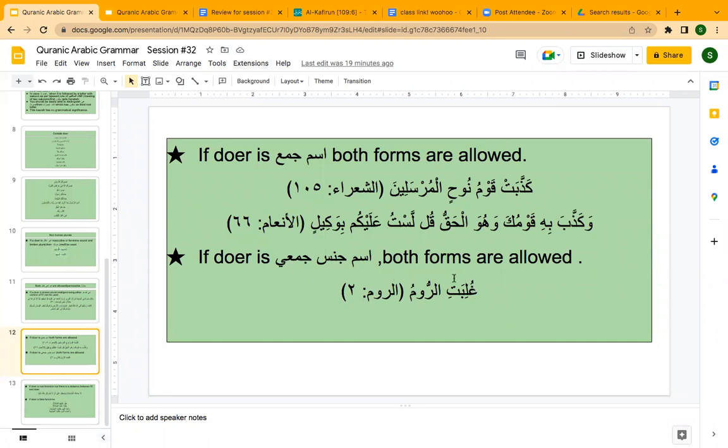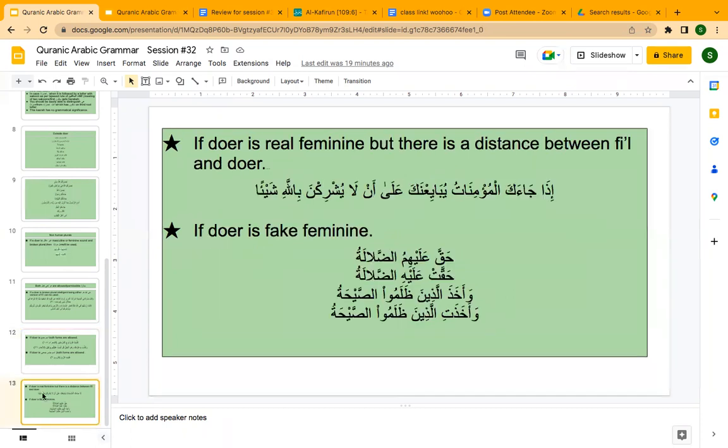But the point to remember is that in case of ism jins jam'i, for these plurals also, both forms of fail are allowed. Okay? You can have huwa or hiya. Yes, prophecy. Jazakallah khair. Barakallahu feek. Yeah. So now, the last two points about your outside doer.